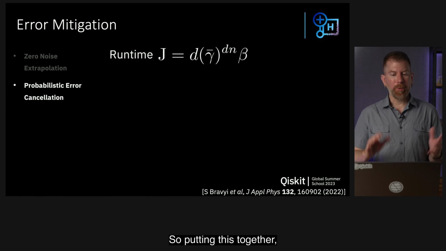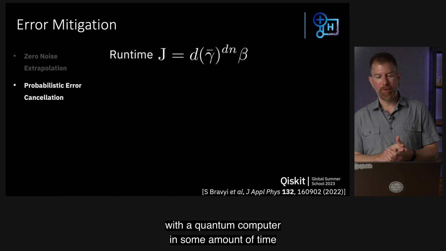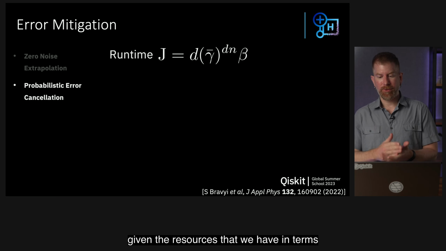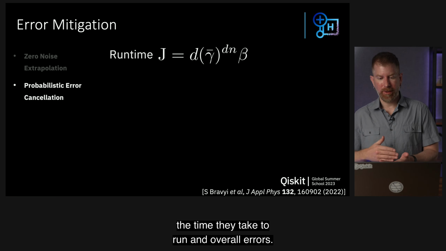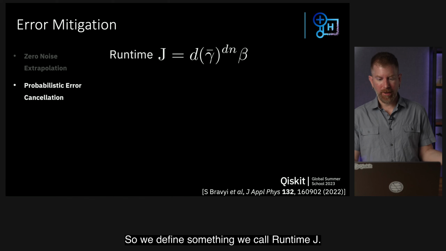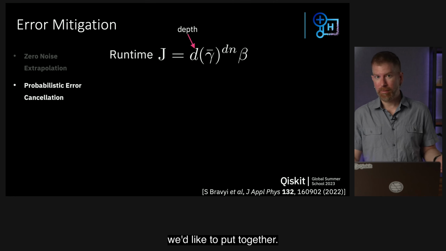So putting this together, we want to think about what we can actually do with a quantum computer in some amount of time, given the resources that we have in terms of how many circuits we can run, the time they take to run, and overall errors. So we define something we call runtime J. My colleague Sergey has written about it in this paper below. And we have a few variables in here we'd like to put together.